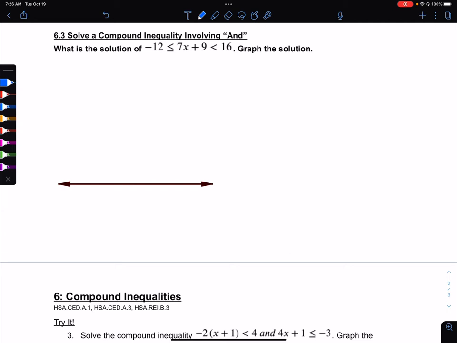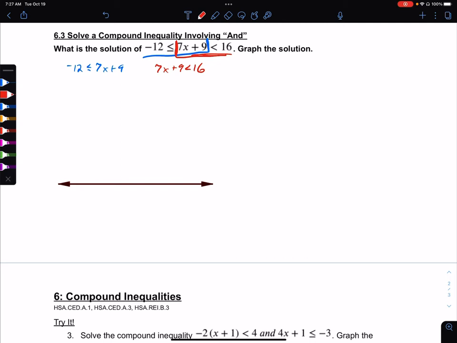But when you're setting these up, you can treat them as if they were two different inequalities, similar to what we did previously in example 2. I'm going to take the left side here: negative 12 is less than or equal to 7x plus 9, and I can solve that inequality. And then I'm going to take the right side here, which is 7x plus 9 is less than 16.